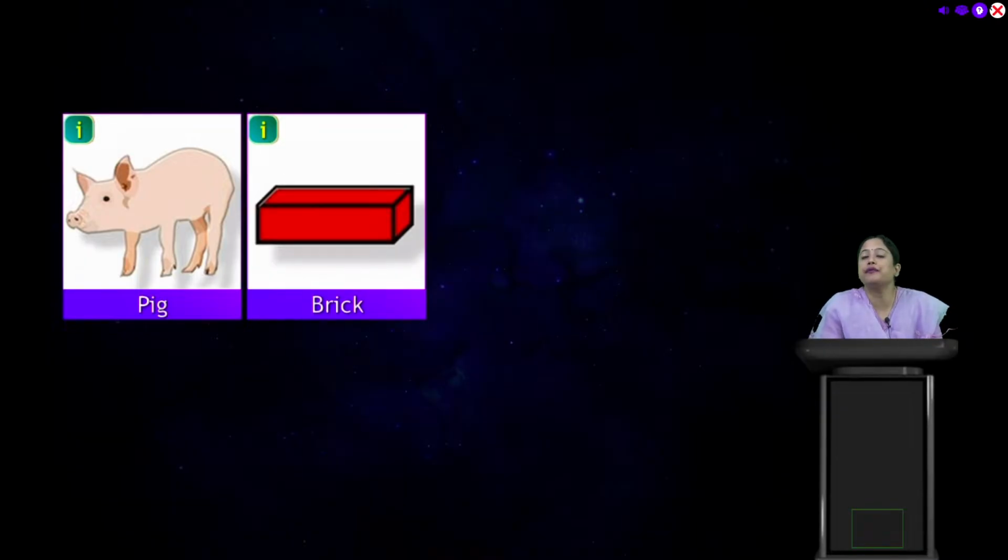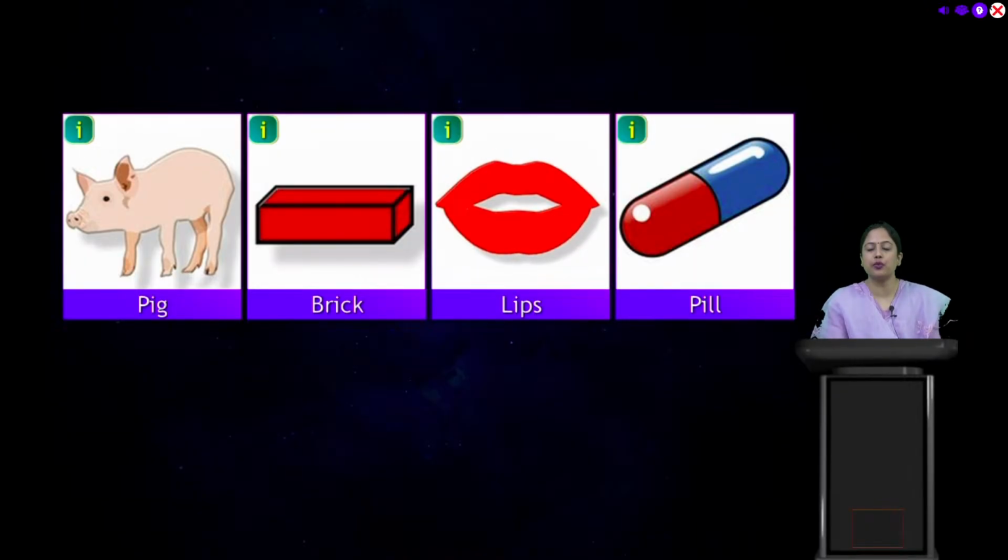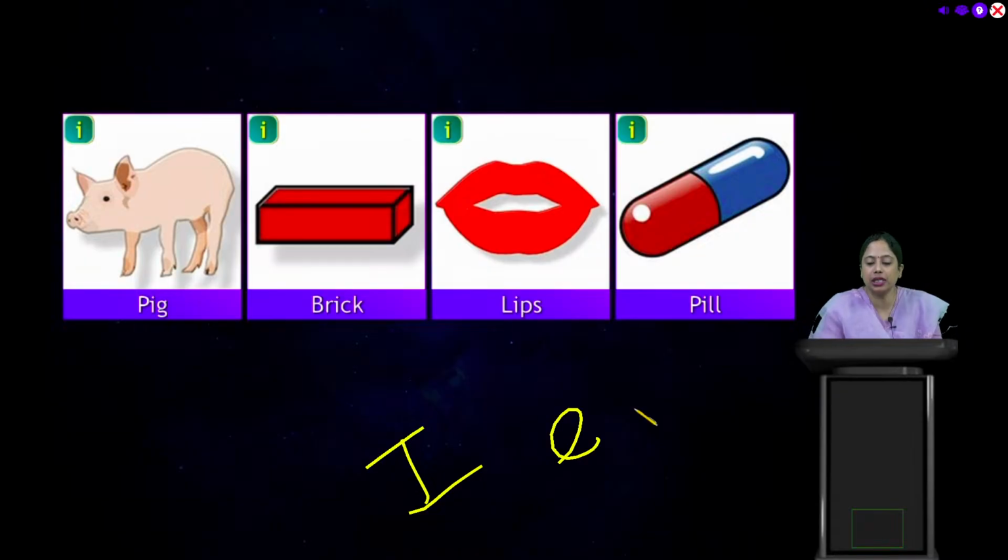Now, because this class is on vowel sounds, there is one letter which has more than one sound. Let us find out which letter that is. Look at all these words in front of you, everyone. Look at the words pig, brick, lips and pill. Which are the words? Pig, brick, lips and pill. So when we say these words, which sound does it produce? It is the short I sound.